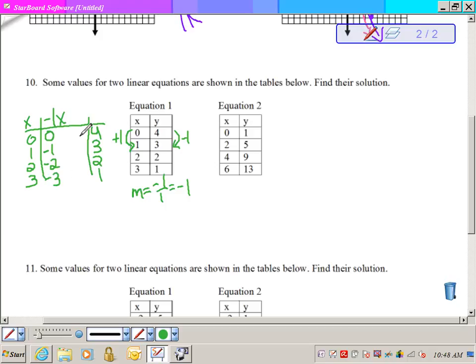Okay, so 0 plus what is 4? So plus 4. -1 plus what is 3? Does plus 4 work for all of them? So then we did it right. So -1x plus 4. So my equation is y equals -1x plus 4.